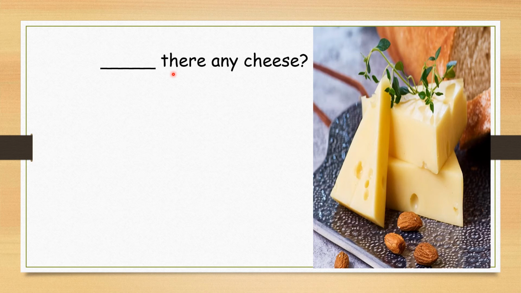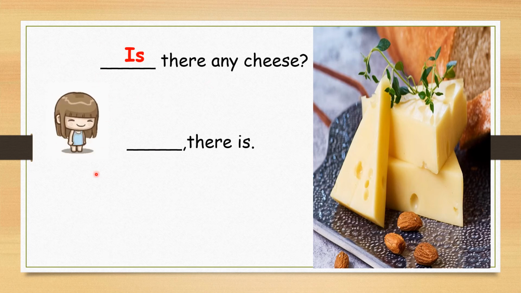The answer is is. Did you get the answer correct? Well, I hope you did. Okay, now let's say you nod. All right, you nod meaning to say it is available. If it is available, how do you answer the question? Do you say no, there is, or yes, there is? The answer is yes, there is.